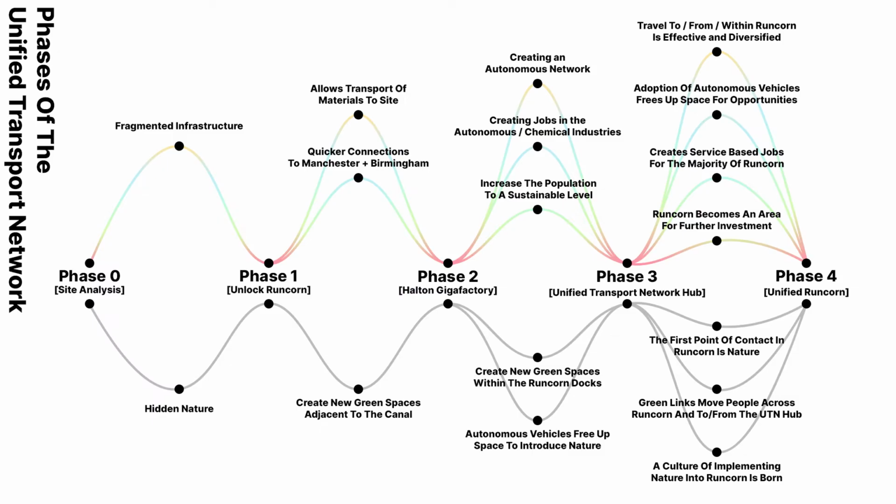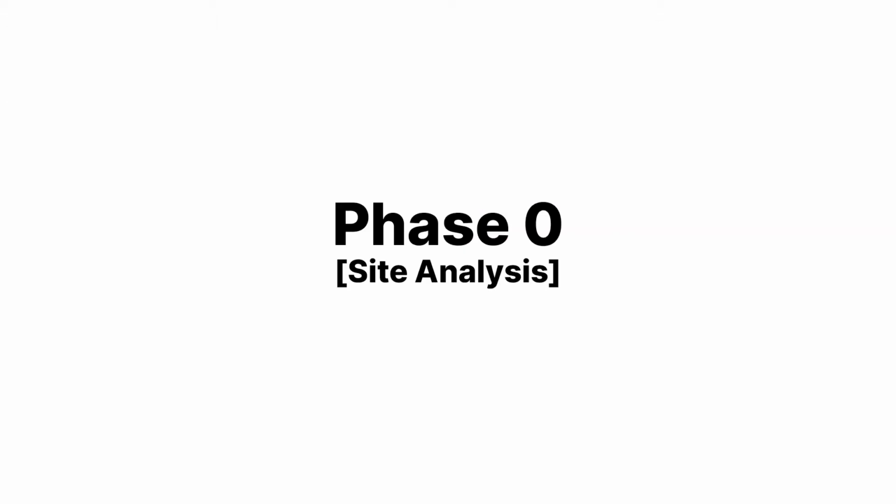So this is our phase map of the Unified Transport Network, and this shows the impact of each different phase within the project, and we'll lay out how this presentation will go, and we'll refer back to each impact after we've concluded each phase. Phase 0, site analysis.